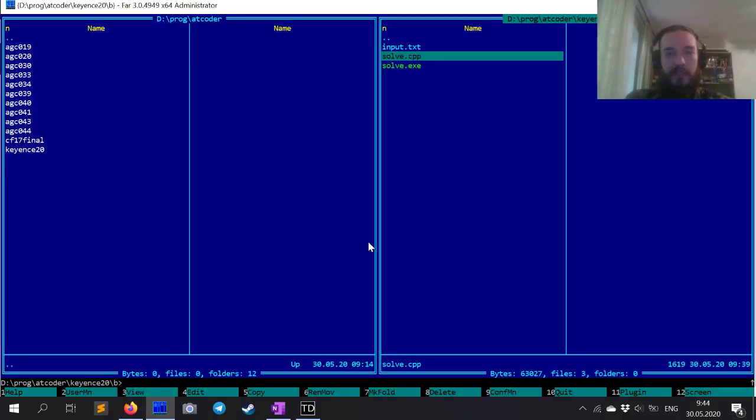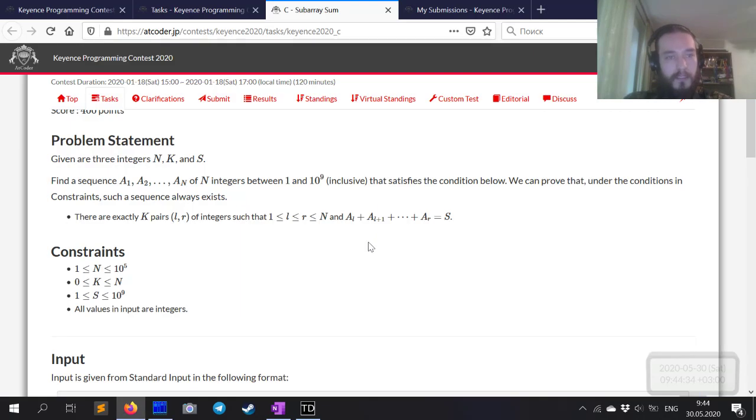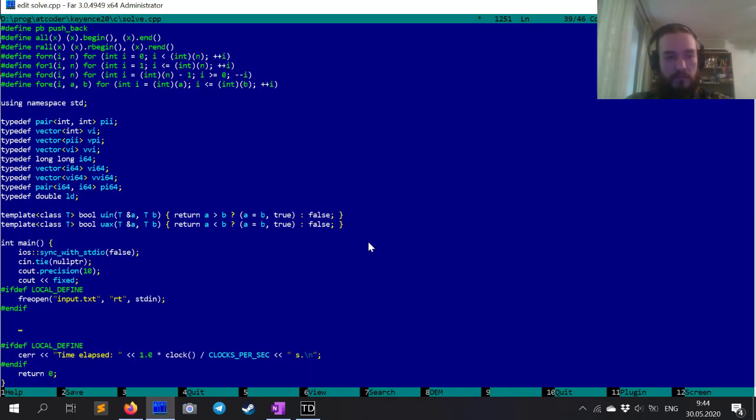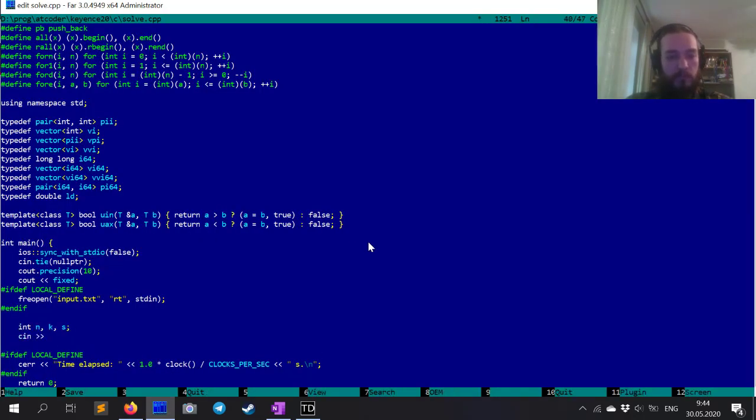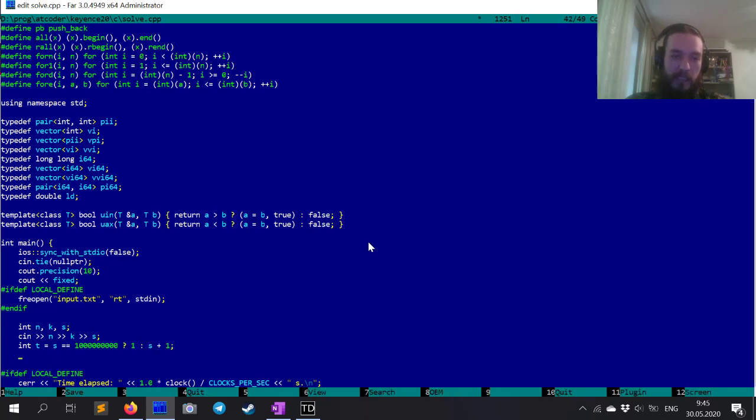Okay, so all right, so we have n, k, and s. So we have to output k copies of s, and then n minus k copies of some other number, which is either s plus 1 or 1. Let's say that this number is t. So if s is equal to 10 to the 9th, then this is 1. Otherwise it's s plus 1.